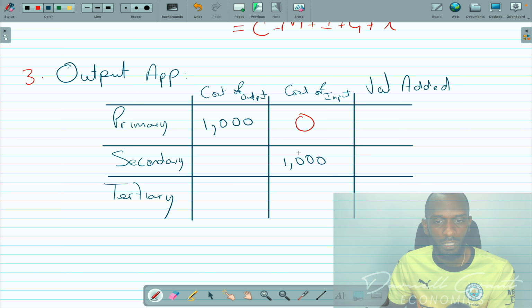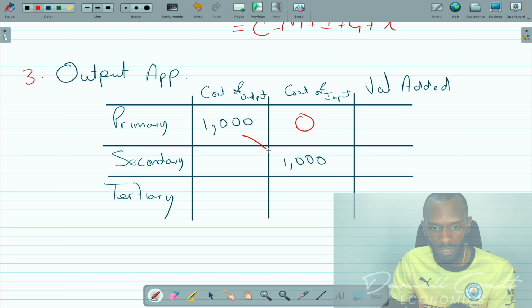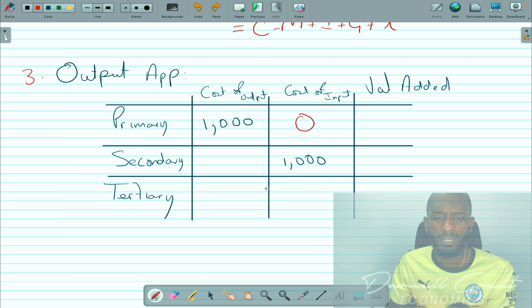And of course, they have to buy it at this same particular cost. So this 1,000 is what they pay in here. Because this cost of their output, this is the cost of the input to someone else. That 1,000 becomes the input cost. The secondary sector, after putting that good through some process, gets to sell their output for a greater value.